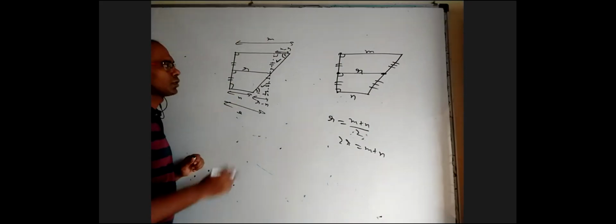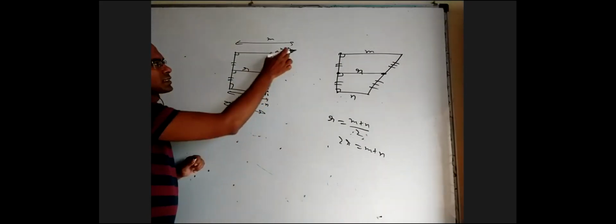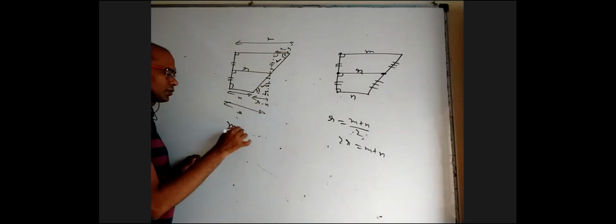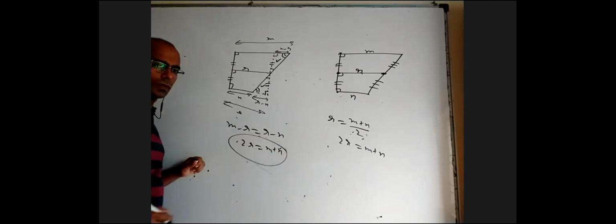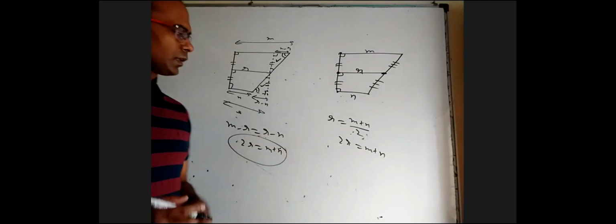Because these two are congruent triangles, this length and this length are the same. So M minus R equals R minus N, and so 2R equals M plus N. We are doing this by pure geometry. We can also do it by coordinate geometry. But what is the question anyway? Question 31.